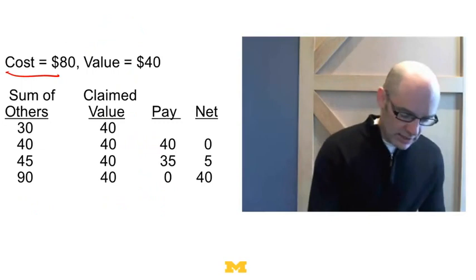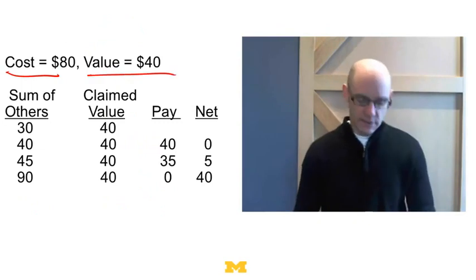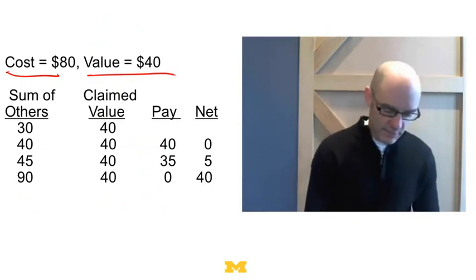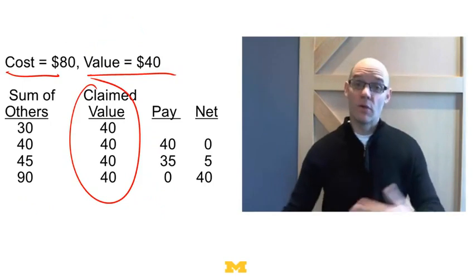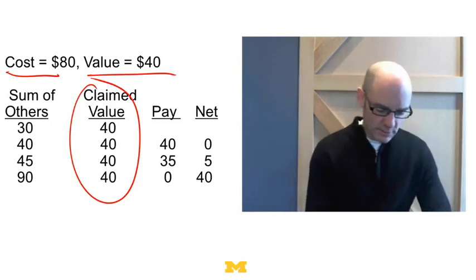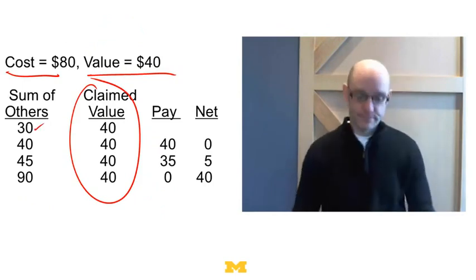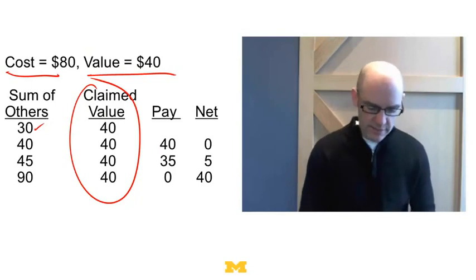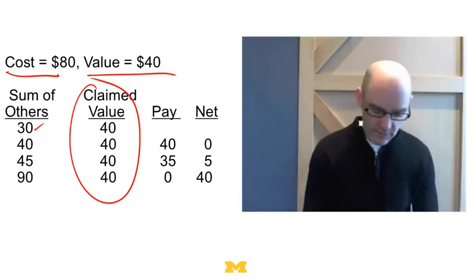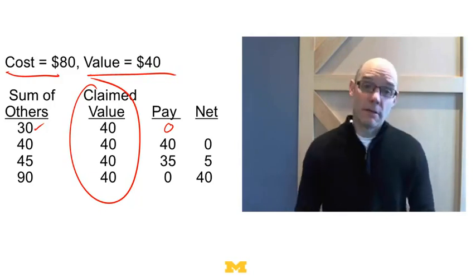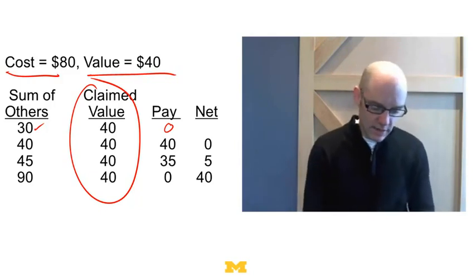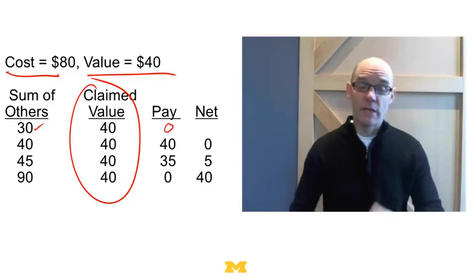Let's suppose the cost is 80 and person 1 values it at 40, and let's suppose that they claim a value of 40. So in this chart we're going to assume that they're actually claiming the truth. Let's think through all the different possibilities. One possibility is the sum of the other people is only 30. Well, if the sum of the other people is 30 and they claim 40, that only adds up to 70, so they're not going to pay anything because the project's not going to get done, and so they're not going to make anything. Now, if the other people's sum of their bids is 40 and our person claims 40, then they're going to pay 40 and they're going to break even.